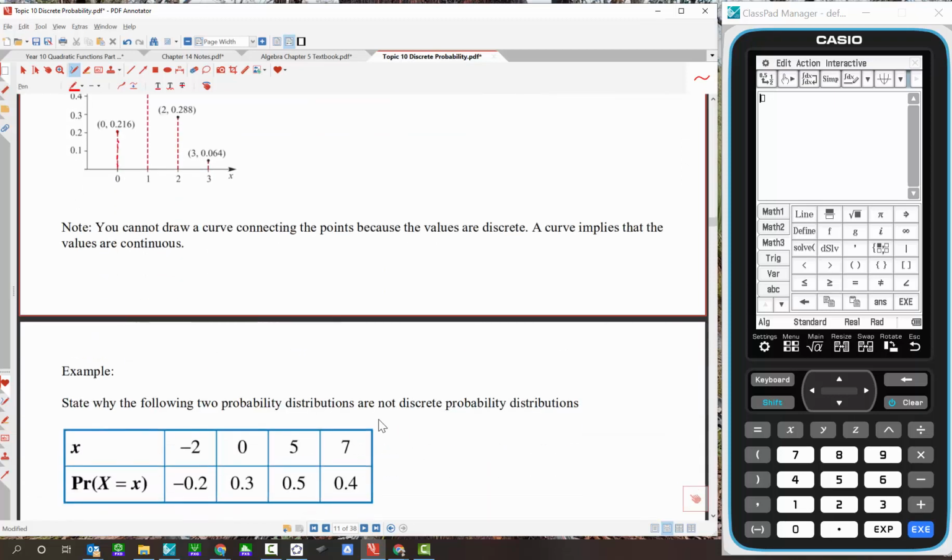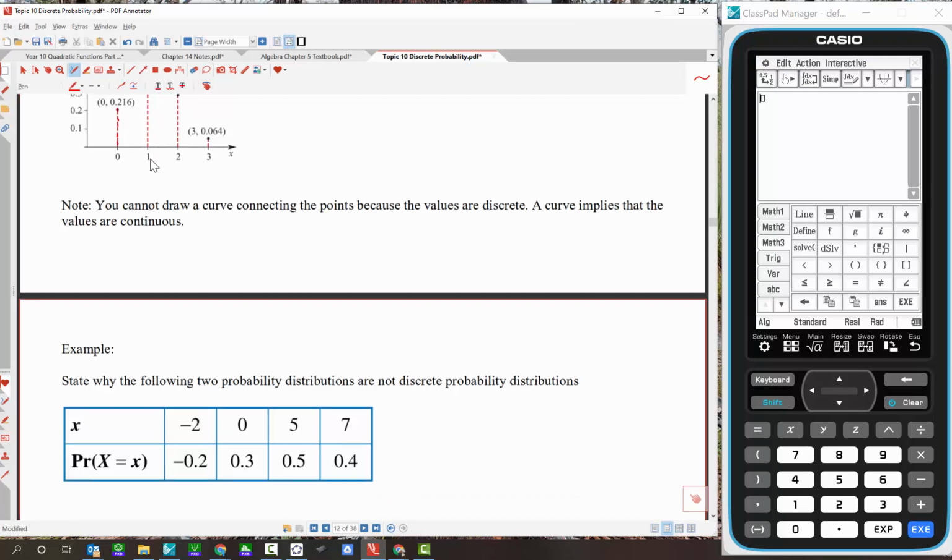That's all I'm going to cover from 13C. So now we're going to head over to 14A.